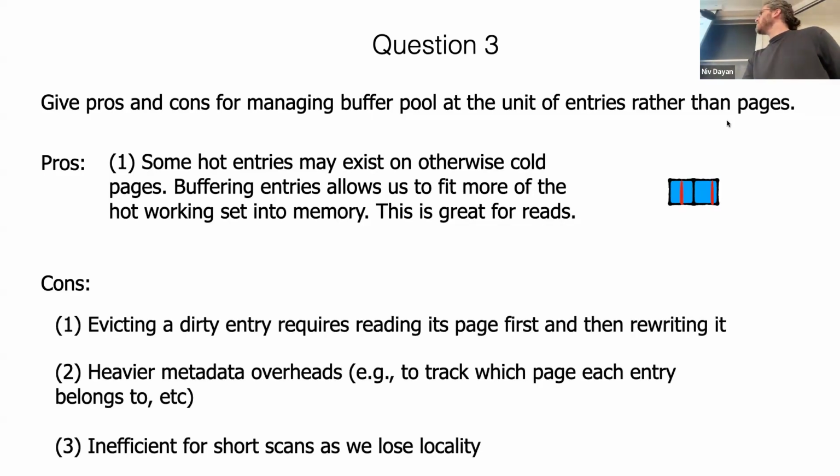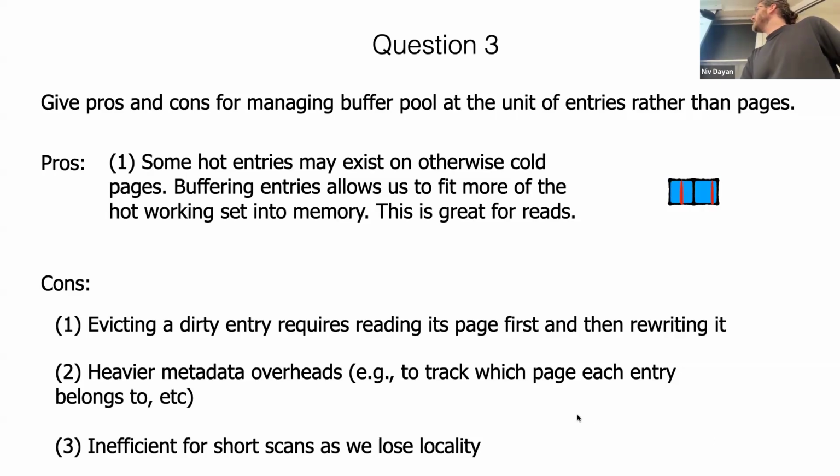Okay, so I think we covered all of the points so far. The first one, as one of your colleagues said, is that if you evict an entry from the buffer pool here, you have to read a whole page. You have to first find the page that the entry belongs to, read it to memory, and then write it back. So you have to do an extra read IO. It's not great. Reads are expensive. IOs are expensive in general.